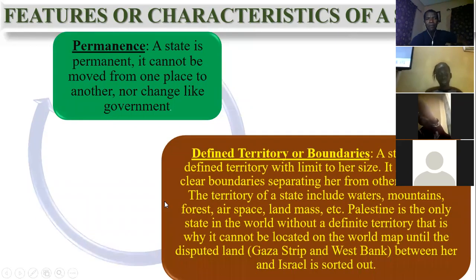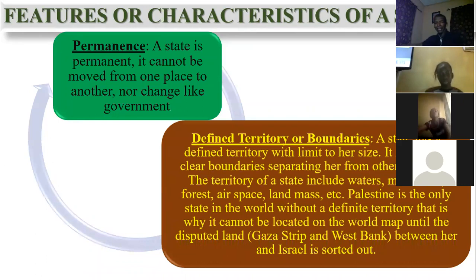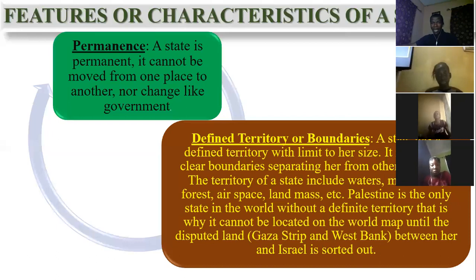Close to this here, we have definite territory. This is where I'm going to make certain analysis. Like what I said the other time, if you can see what I project here now, definite territory means that every state must have a limit. If you look at the African map I gave to them, a country does not just extend like that. Every country has a border, and that is the limit. And that border must show a clear demarcation between that country and the remaining others. Then, having said that, what are the composition of the territory of a state? I believe I'm communicating.